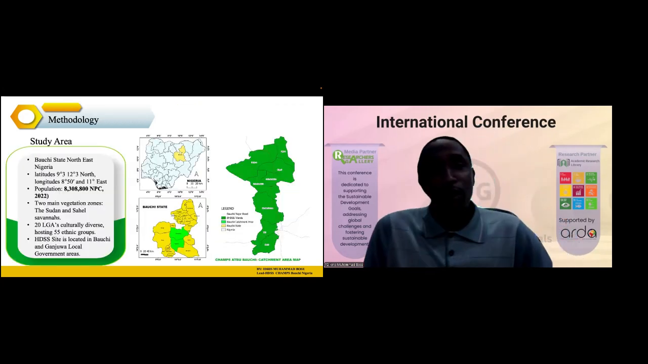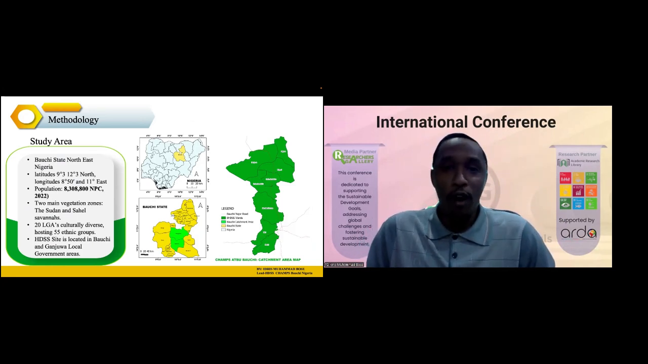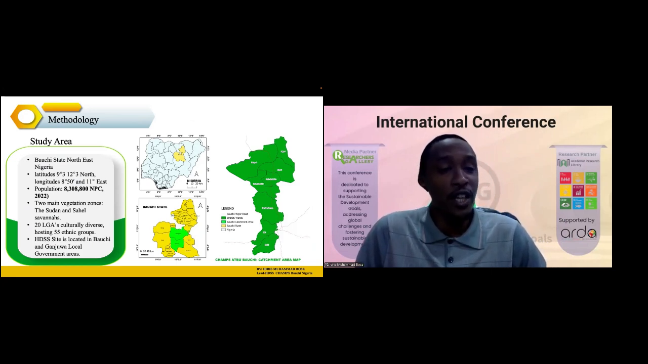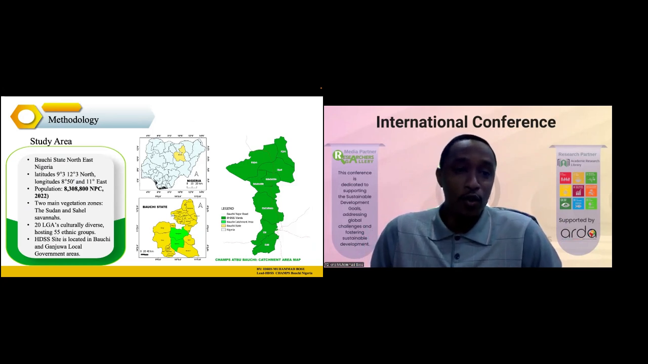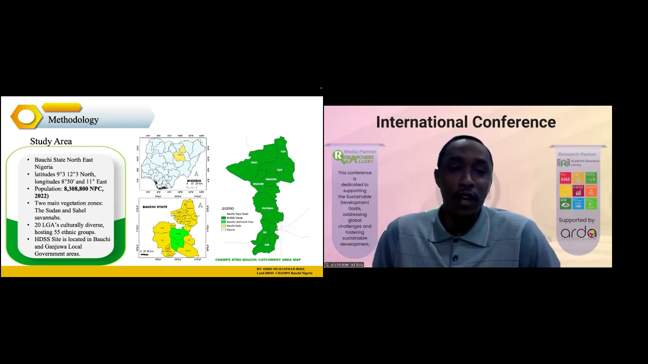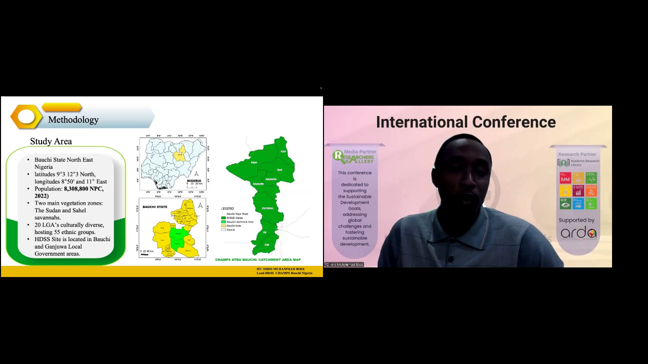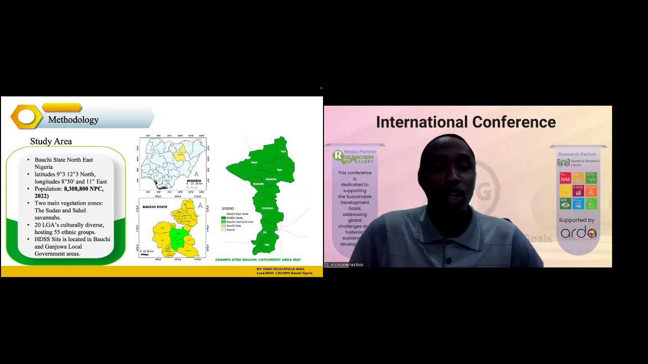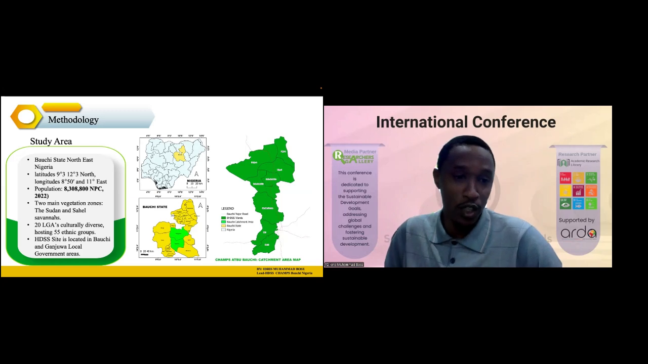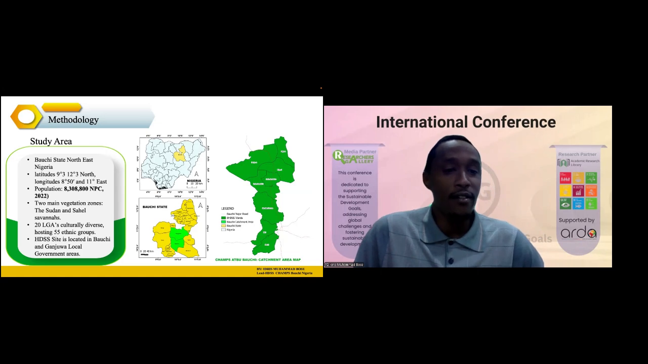So the methodology, this is the study area. This is a map of our catchment area population. Bauchi State is located in northeast Nigeria. It lies between latitude 9 degrees and 12 degrees 3 to the north, and longitude 8 degrees 50 and 11 degrees to the east. The state has a total population of 8,308,800 based on the National Population Commission projection of 2022. The state has two main vegetation zones, the Sudan and the Sahel Savannah.